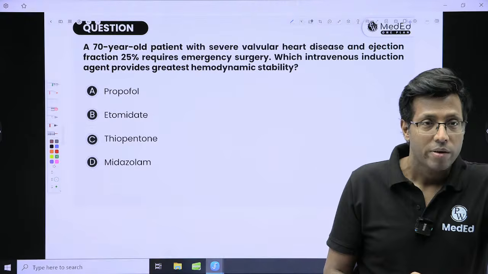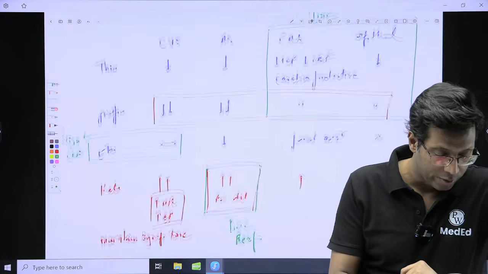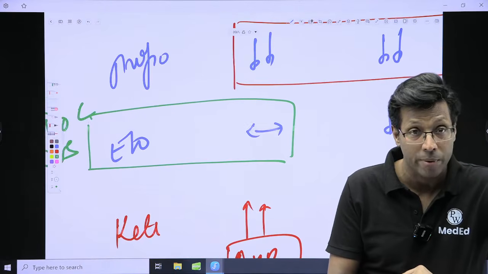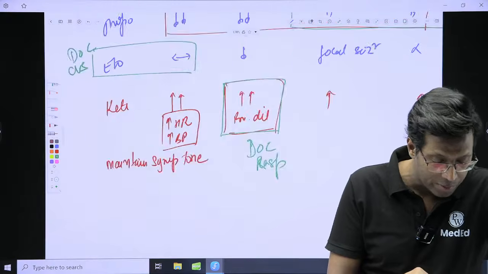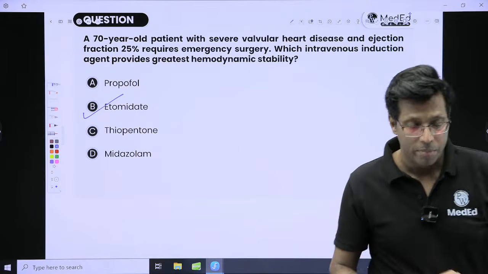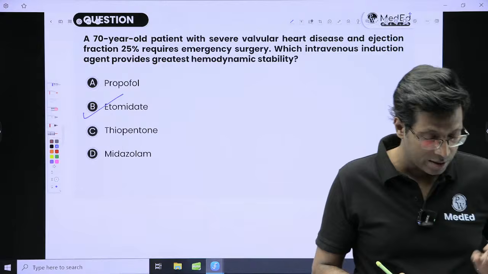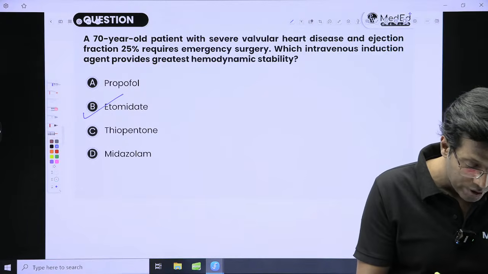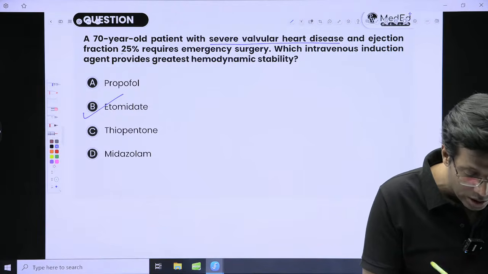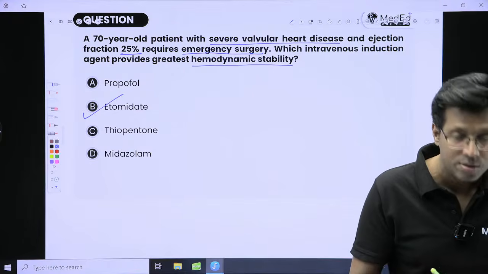Right. So everyone has given me the answer, which is etomidate. We discussed it before. Etomidate, if you see, maintains the CVS. There is no change. That's what we saw in the pharmacodynamic properties. So the correct answer is B, etomidate. Here the patient had severe valvular heart disease, ejection fraction 25%, again emergency surgery.